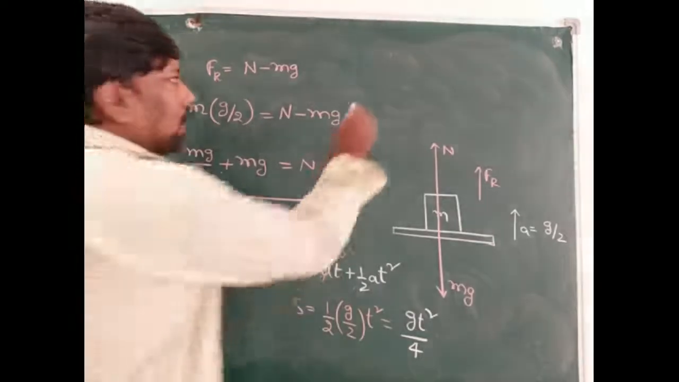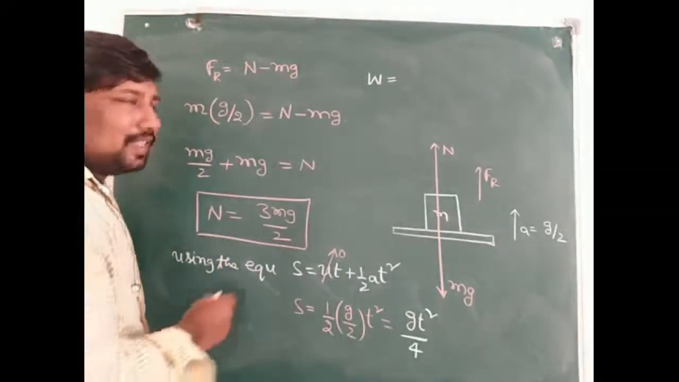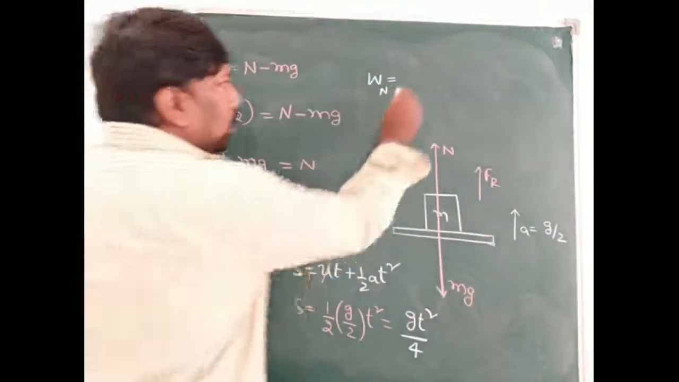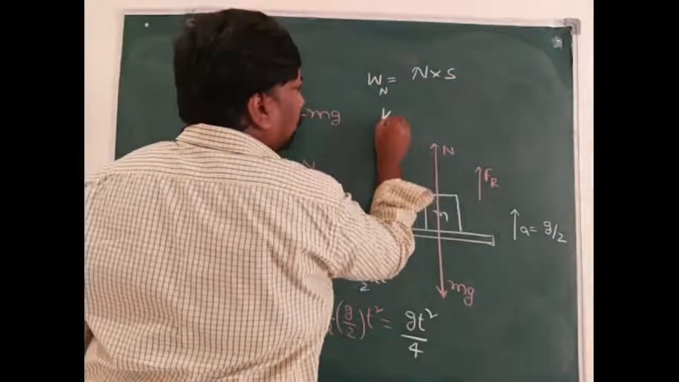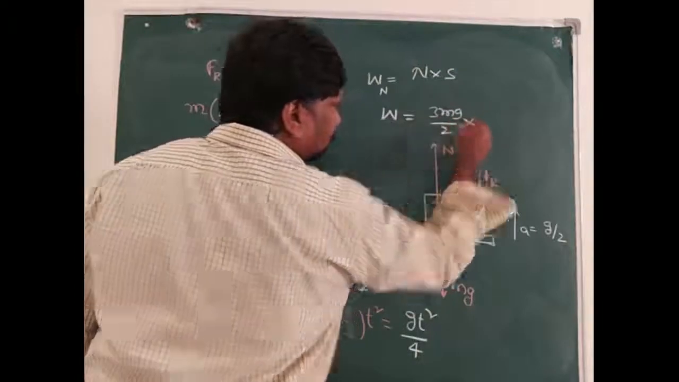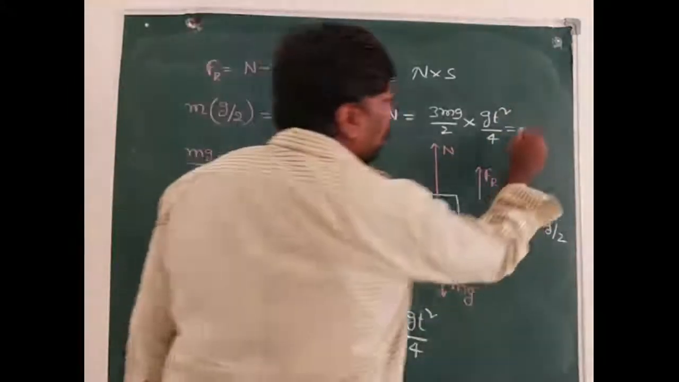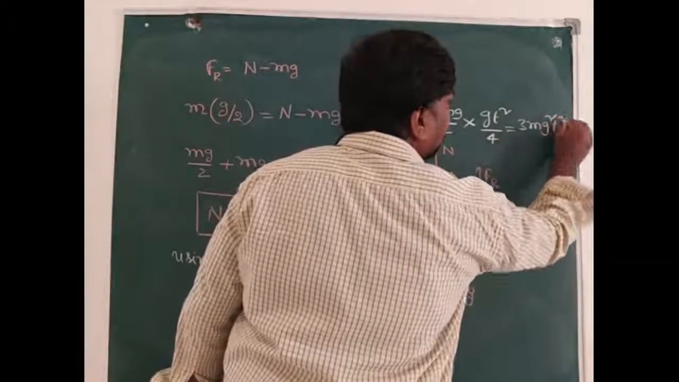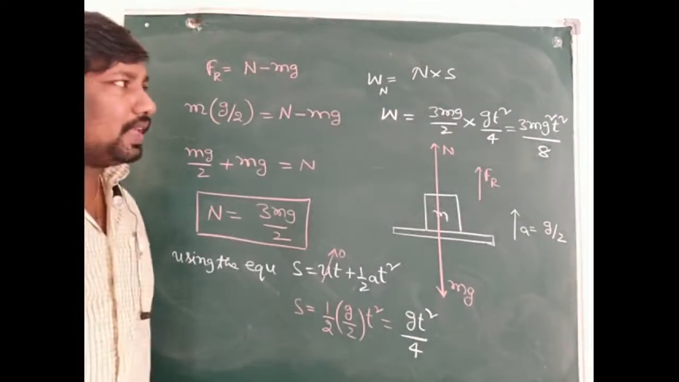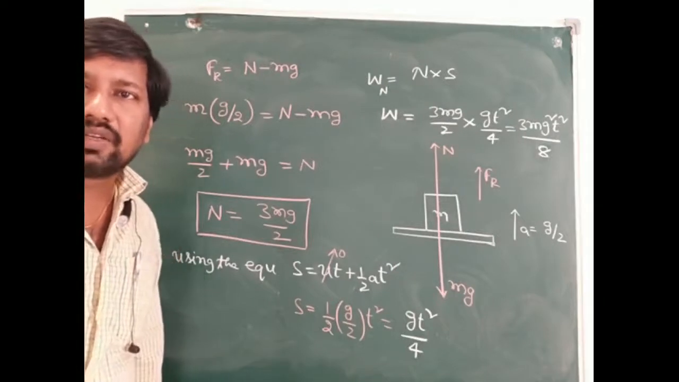So now we can find the work done. Work done equals force into displacement. Here the force is the normal reaction, so the work done by the normal reaction equals N into S. Here N is 3mg/2 into S, which is gt squared by 4. Therefore, 3mg squared t squared by 8 joules is the work done by the normal reaction. So this is the problem.